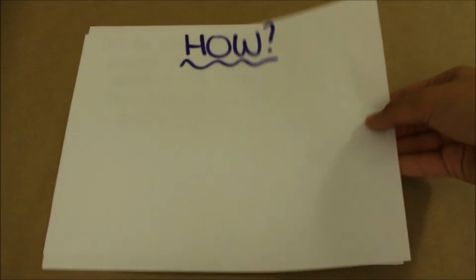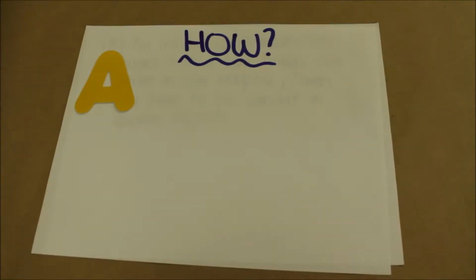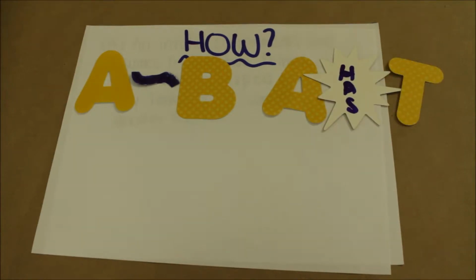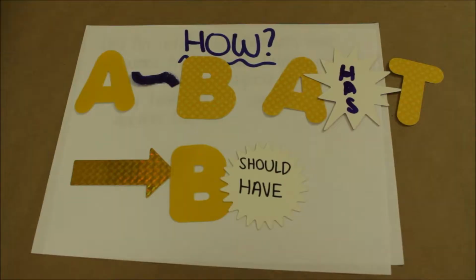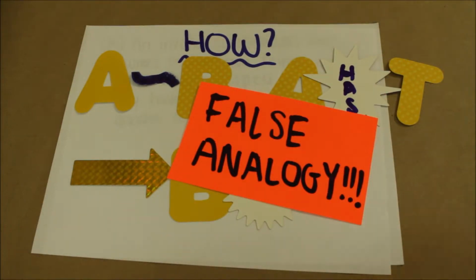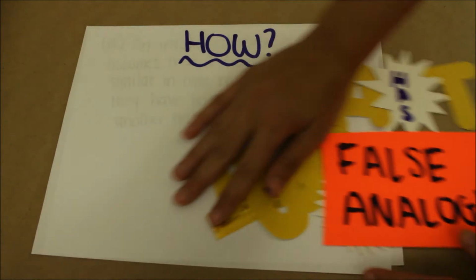So, how does a false analogy work? For instance, if A and B are similar, and A has characteristic T, then a false analogy would say that B must also have that same characteristic T. The logic behind this is that since A and B are similar, B should have characteristic T if A has it.